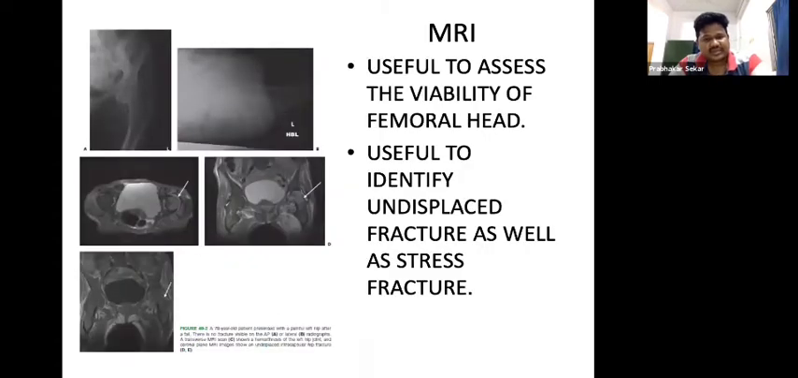MRI is for two indications. It is useful to assess the viability of the femoral head, whether the femoral head is viable or not. Another one is an undisplaced fracture in early stages, that is, an undisplaced fracture or stress fracture. You can see a fluid level in the transverse axial cuts. You can see a fluid level in the coronal cuts. You can well see the fracture. So this is the area of fracture.